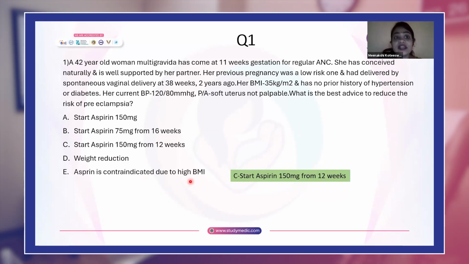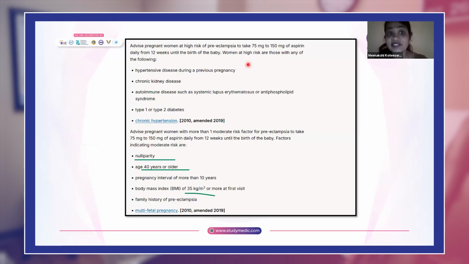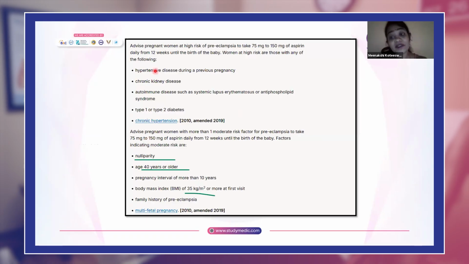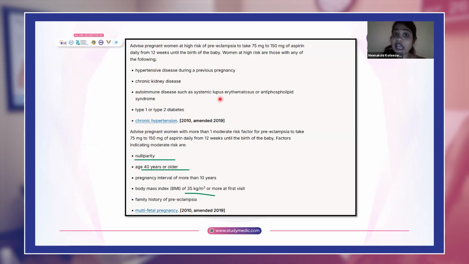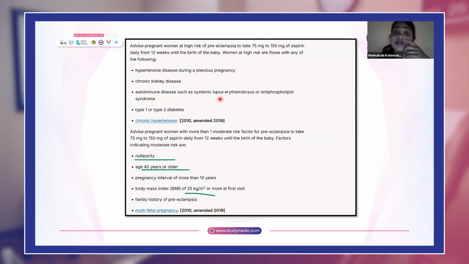That's not right. You know this, that whenever they've got high risk factors, even one, like previous hypertension, chronic kidney disease, autoimmune diseases like SLE or APLAS, type 1 or 2 diabetes, and chronic hypertension, you need to start the aspirin from 12 weeks onwards.